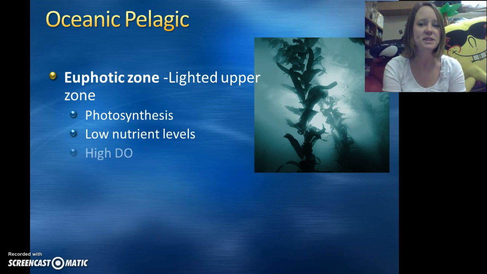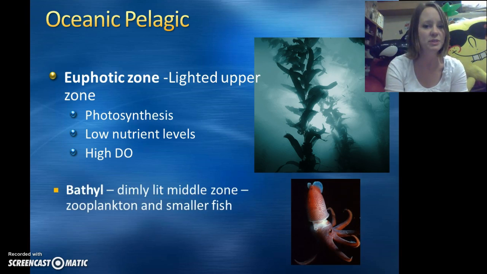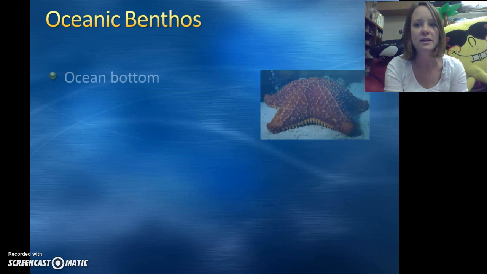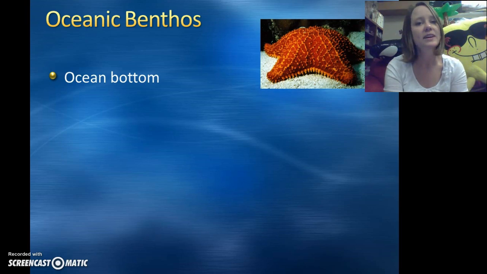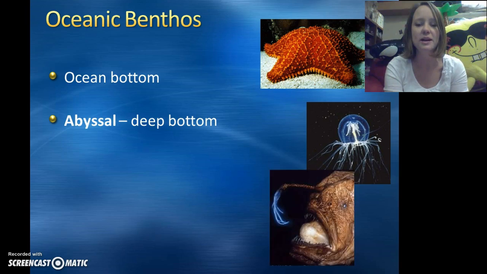Not many nutrients because the nutrients sink to the bottom. We do have high levels of dissolved oxygen because of the photosynthesis. Once we get closer to that 300-meter depth where it's very dimly lit, that's the bathyal zone. We do have some smaller fish and our zooplankton in this area. Benthos is the bottom. Now in the intertidal zone and on the continental shelf, the sunlight is going to reach the bottom. But in the abyssal zone, sunlight does not.